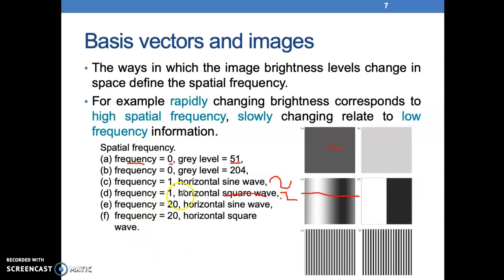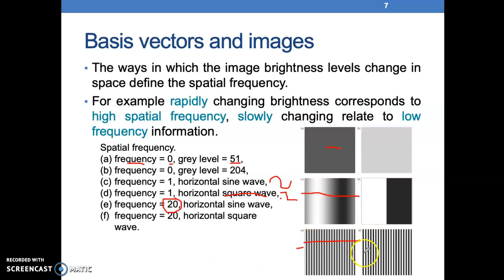But if the frequency is 20, it means you will have 20 changes: white, black, white, black. White 1, black 1, white 3, 4, 5, until the end, so the total number of changes is 20. Again, this is the sine wave, where you have gradual changes from white to black.